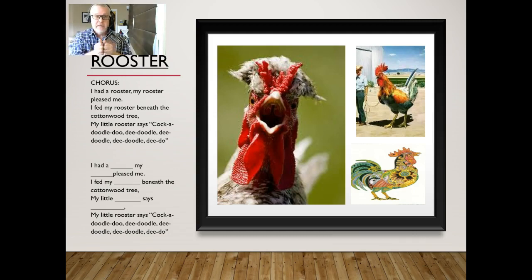I had a D, A, G. Dog. Good. A dog, my dog pleased me. I fed my dog 'neath the cottonwood tree. My little dog says, let's do that again. Same individual sounds. W, f, woof. Good. Woof, woof, woof. My little cow says moo, moo, moo. My little rooster says cock-a-doodle-doo, dee-doodle-dee-doodle-dee-doodle-dee-doo.